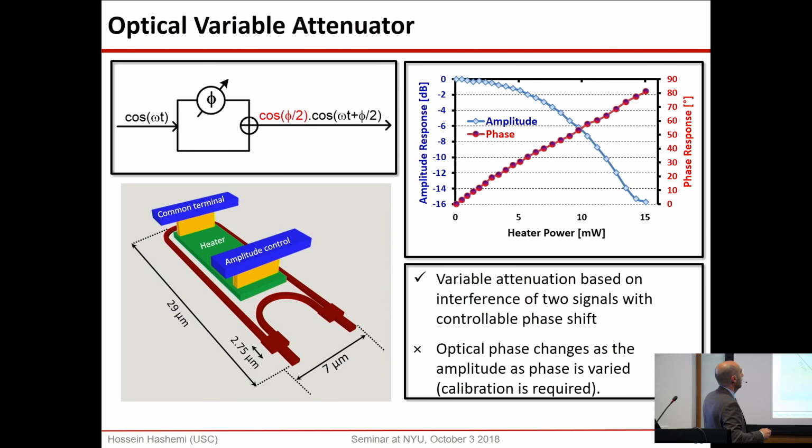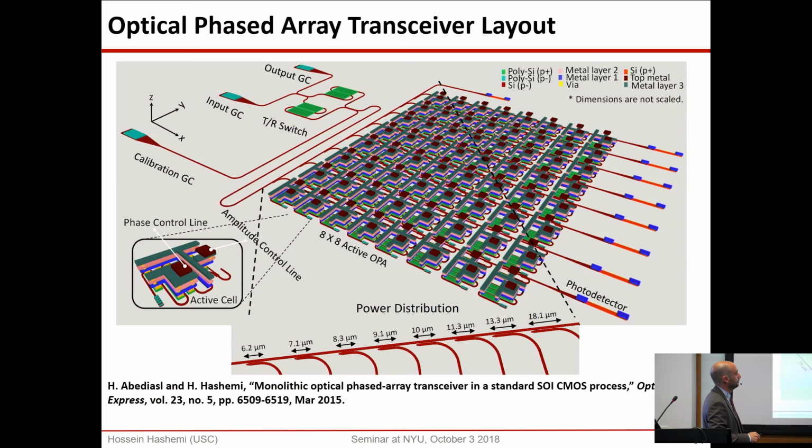I apologize. How do I get the variable attenuator? This is a fun game. So we split the light into two arms. In one arm, we put a phase shifter. We add up again. So depending on this phase shift, the light either adds or subtracts. So you get a variable attenuator. You can see the attenuation changes as you change the heater power again. And this is how the structure looks.